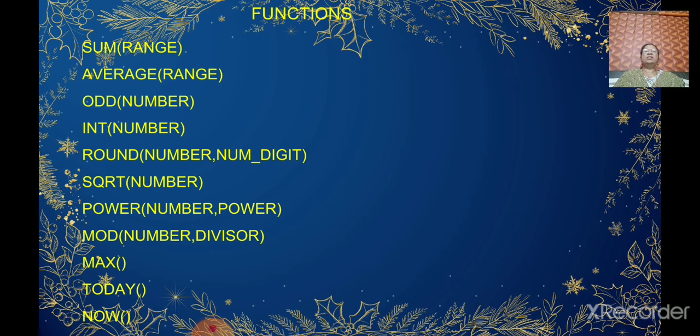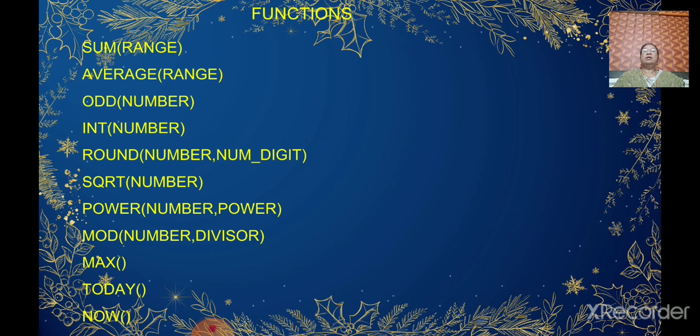Same thing, square root. How do you want to find the square root? Equals square root, bracket, and write the number. Or you can write it in a cell and take the cell address also. The function is sqrt, with parentheses, and you can write the number. It returns a square root.